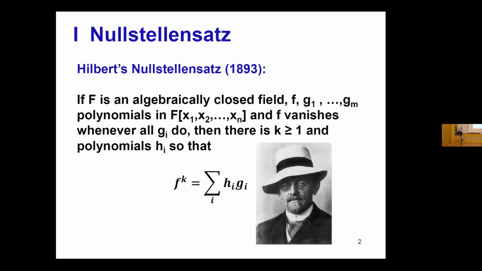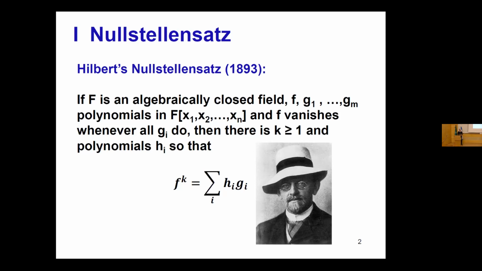So I start by reminding you of Hilbert's Nullstellensatz, one of the foundational results in algebraic geometry. And it just says that if we have an algebraically closed field and we have the ring of polynomials over the field with n variables, then if some polynomial in this ring vanishes over all the common roots of an ideal, then it belongs to the radical.